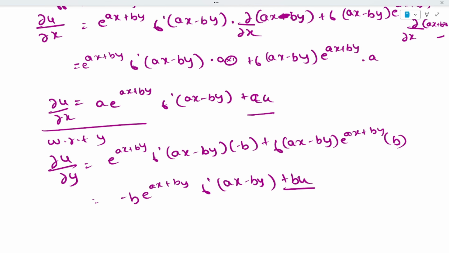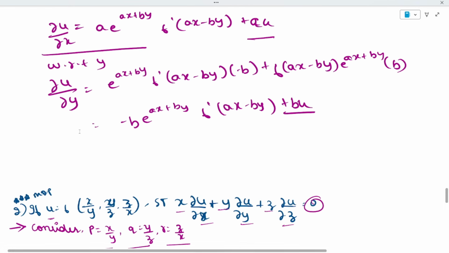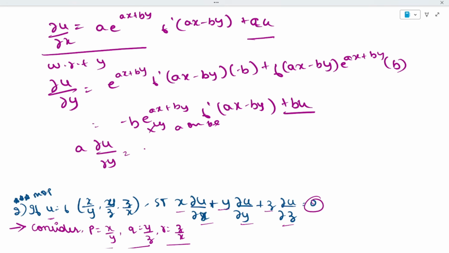Now again you have to multiply a on both the sides to equate it. Now you will say a into del u divided by del y will be minus ab e power ax plus by, and apply f dash of ax minus by plus bu. A you have added, right? So abu.